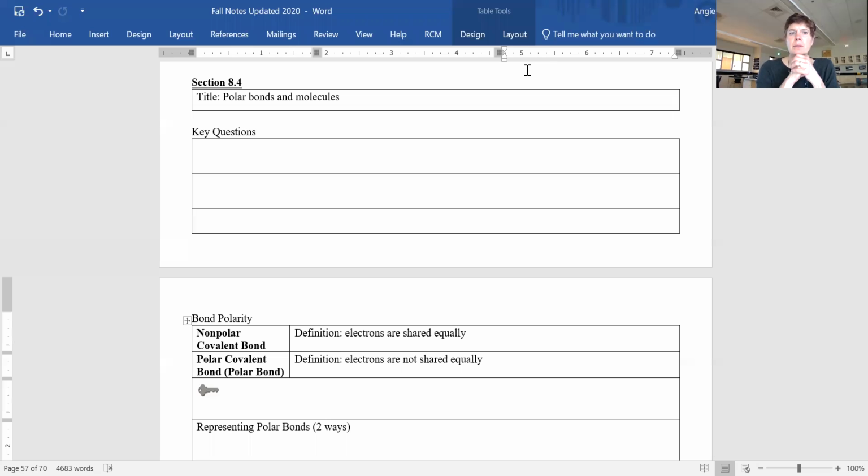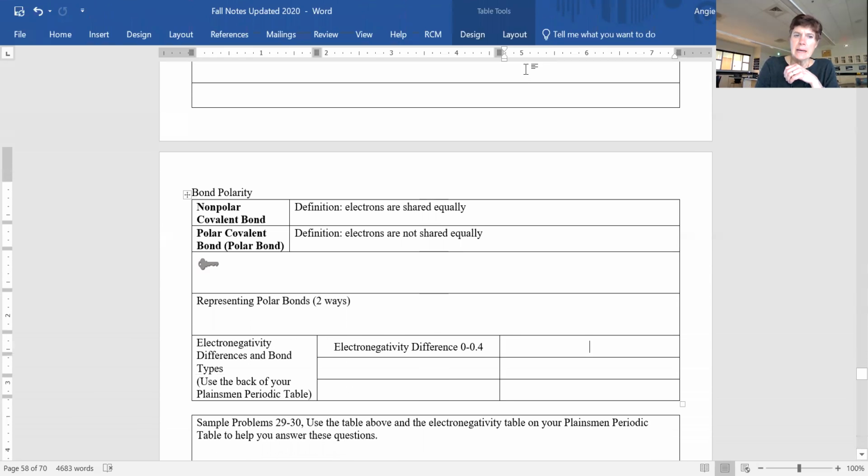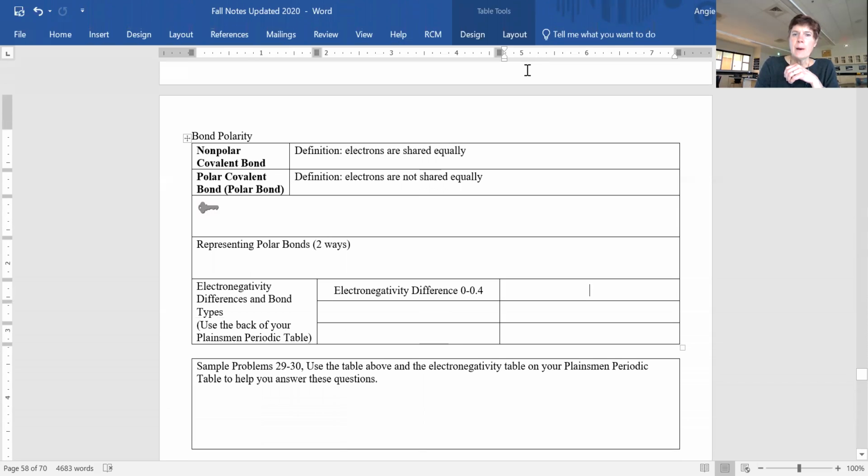So for the beginning part, the lecture is going to cover polar bonds and polar molecules. So I'm going to start out talking about bonds and how to determine whether or not the bonds are polar. We call that bond polarity. And so that will start with these ideas here of bond polarity.